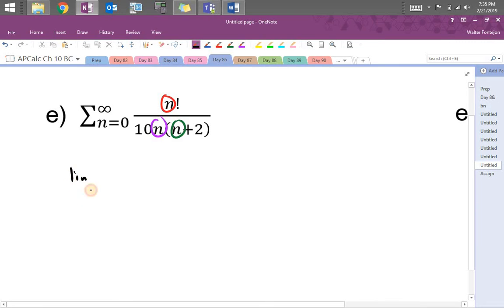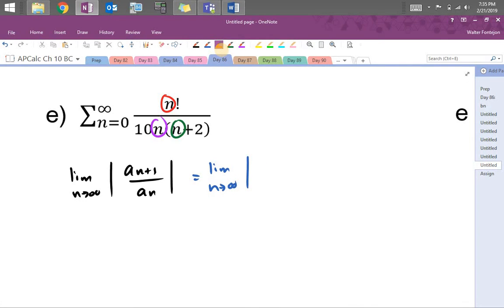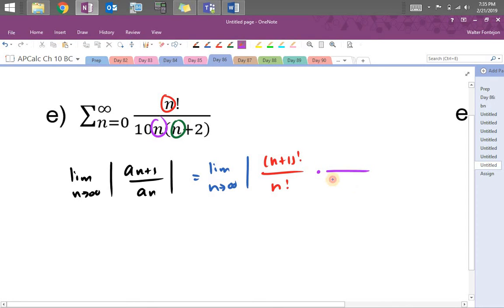Okay, so now I'm going to say limit as n approaches infinity of absolute value a sub n plus 1 divided by a sub n. You have to calculate the limit, the ratio. This is equal to limit as n approaches infinity of, let's do the shortcut. The top is n factorial, so we change the top, n plus 1 factorial, divided by, keep the original at the bottom, times. The bottom left is 10n, so I'm going to change the bottom to 10 times n plus 1, and then keep the original at the top. The bottom right, in the green, is going to be n plus 2, so I'm going to write n plus 1 plus 2, which is really n plus 3. Keep the original n plus 2 here.